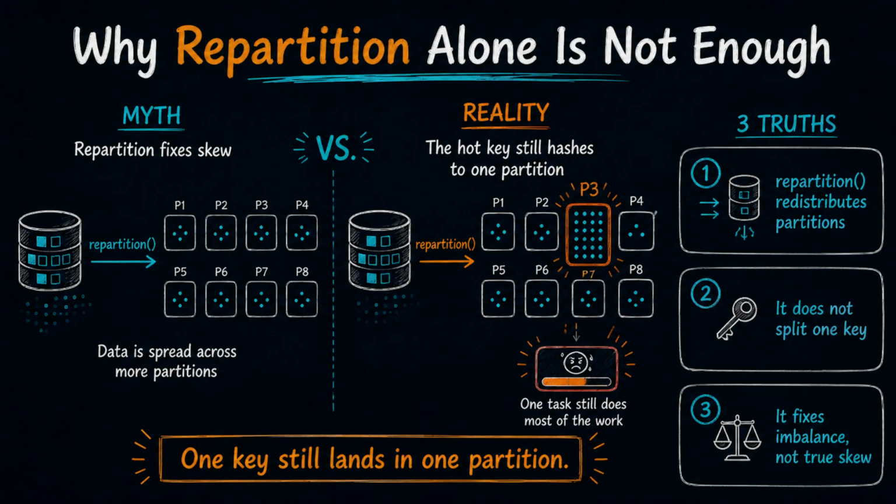This is the key difference. Repartition can improve the number of partitions or their distribution before certain operations, but it doesn't solve true key skew. One key will still land in one partition unless you change the key strategy, use salting techniques, broadcast the smaller side of the data, filter out unnecessary records, or redesign the operation itself.